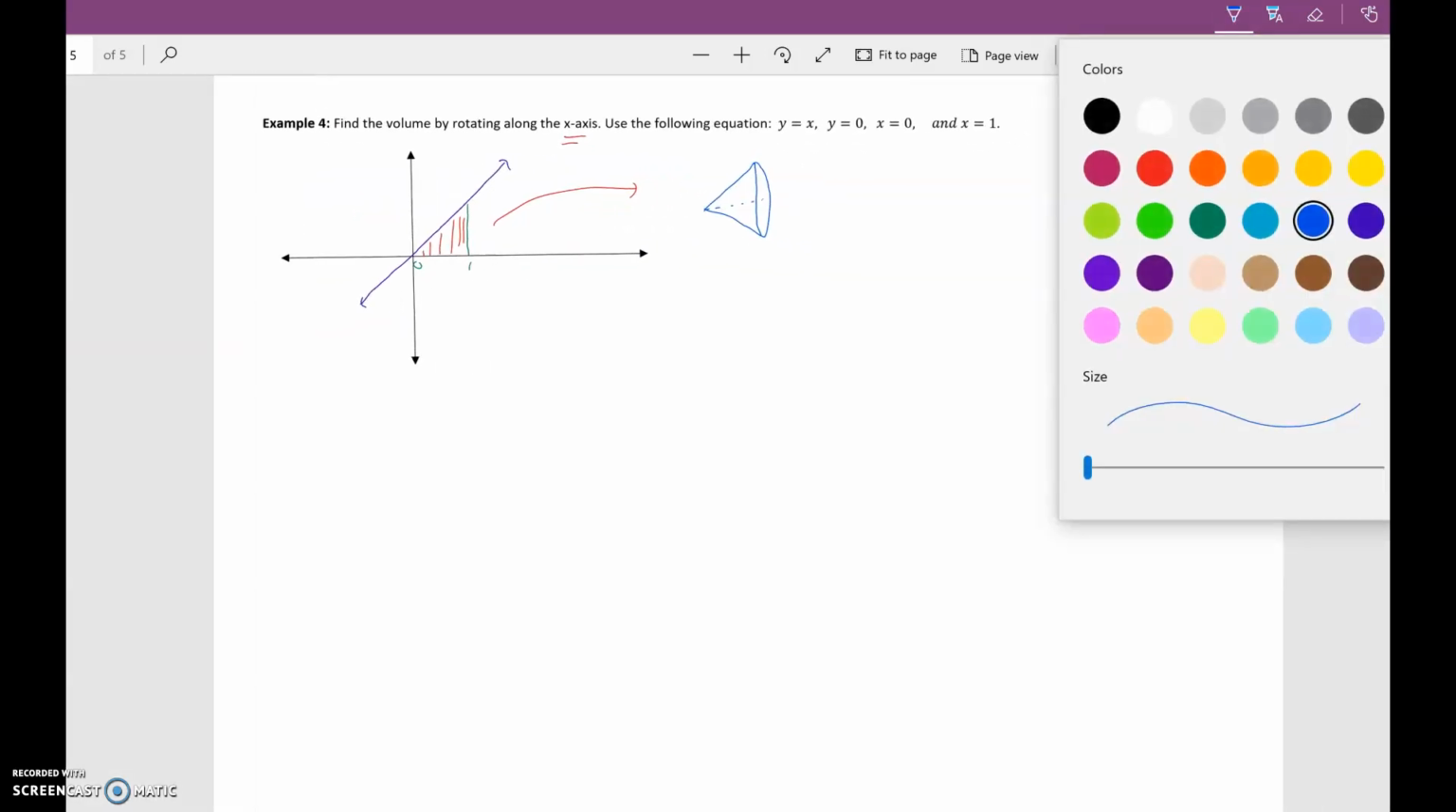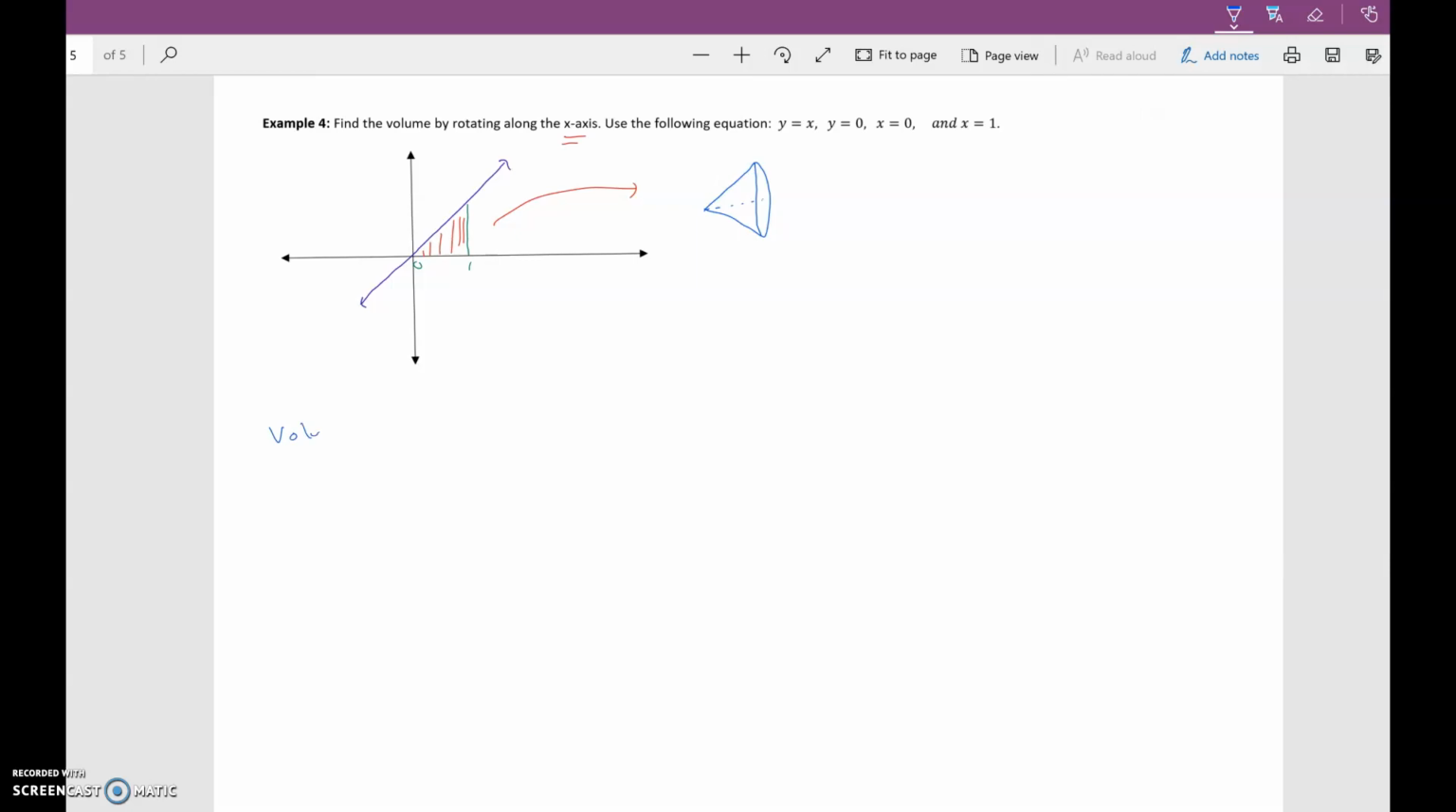Okay, so let's take a look at the volume. In terms of the volume, we're going to be looking at the integral from 0 to 1 of pi, and this one's just going to have an x squared, x then squared by the formula, dx, which is equal to pi integral from 0 to 1 of x squared dx, or pi times x to the third divided by 3 evaluated from 0 to 1, or this one's just going to give us pi over 3.